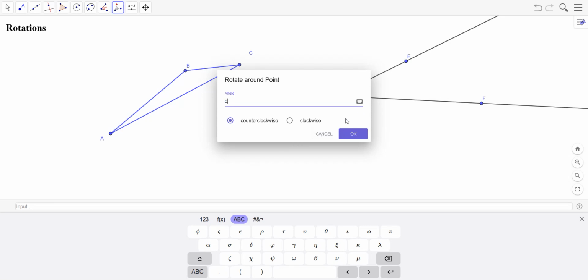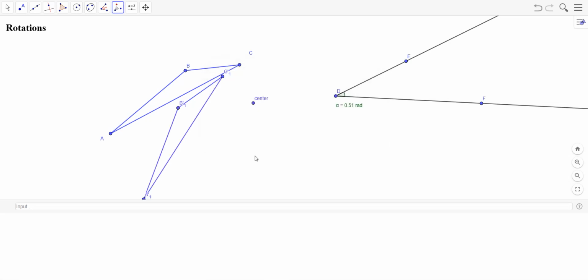And which way do we want to go? Well, the positive direction is counterclockwise, and clockwise if we go the negative. So let's go the positive direction. And there's the image right there.